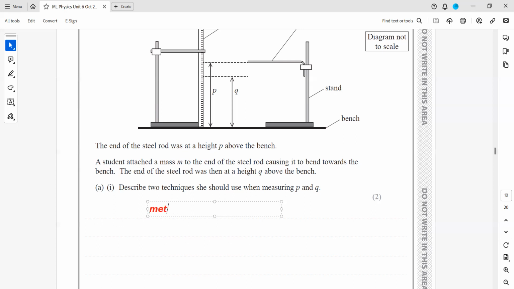So the meter rule should be closer to the L-shaped rod, and we should look perpendicular and avoid a parallax error.